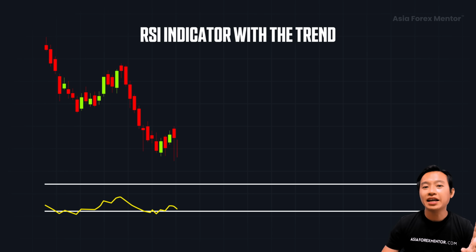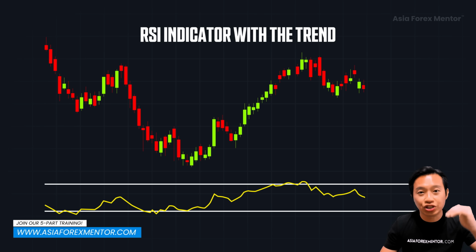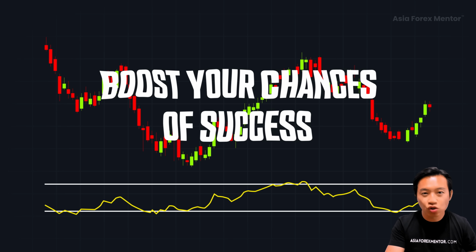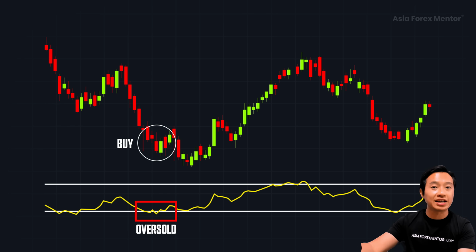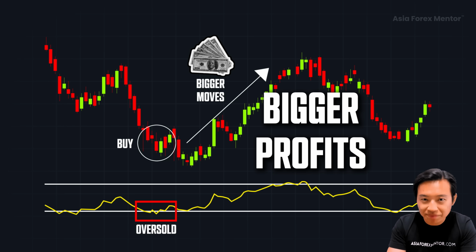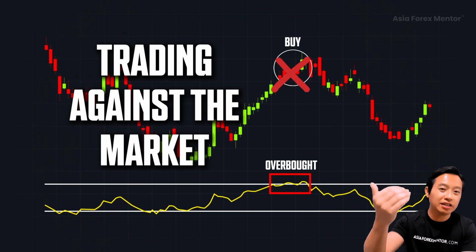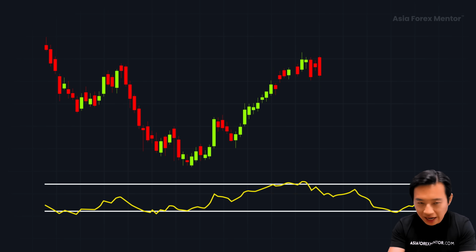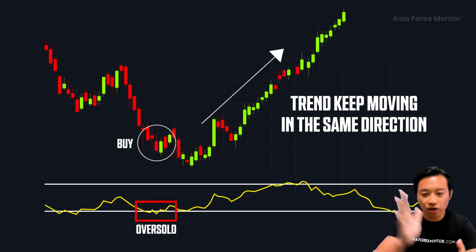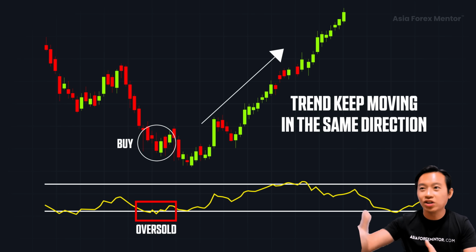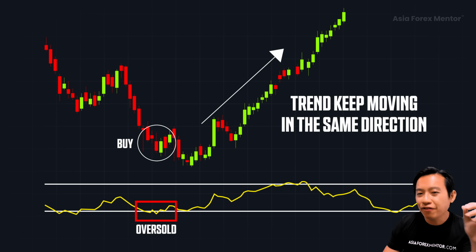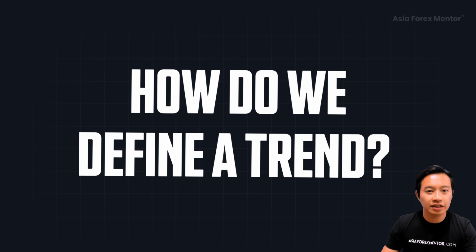Using the RSI indicator with the trend is going to boost your chances of success big time. When you trade in the same direction as the trend, you are aligning yourself with the bigger moves, which often have what? Bigger profits, rather than trading against the market with small pullbacks. Plus, trends tend to keep moving in the same direction. So if you stick with them, the odds of getting these moves with a big RR is going to be there. Am I right to say that? Yeah. But first, how do we define a trend?